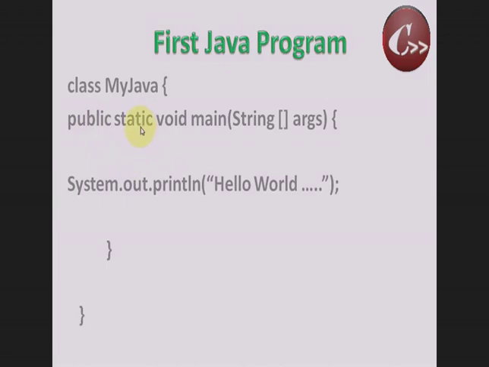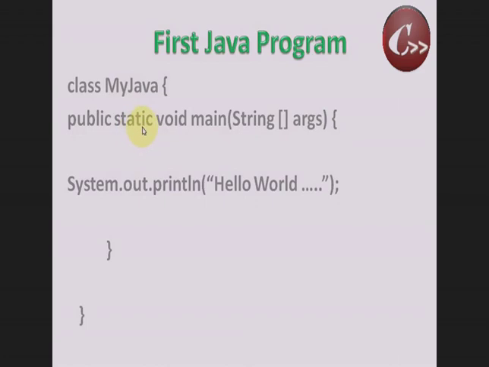Next is static. Why use static before the main function? In C or C++, we just write the main function as main or void main. But in Java, the main function should be written as public static void main. You can no longer change this syntax. We are speaking about static.